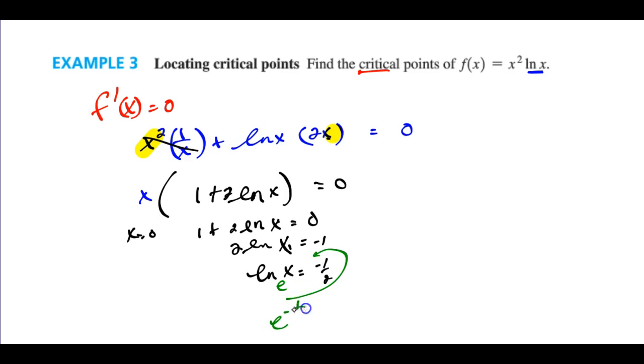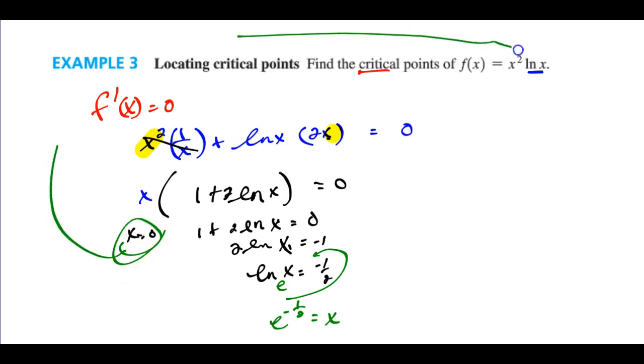So e to the -1/2 is an x value. Now, 0 cannot really be critical because I can't let... this is the function. We're not talking about the derivative being undefined. We're talking about the function being undefined. So I would throw out 0.